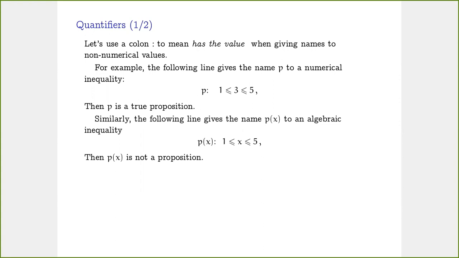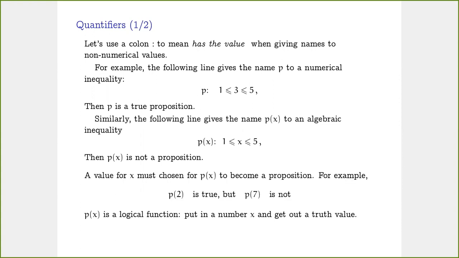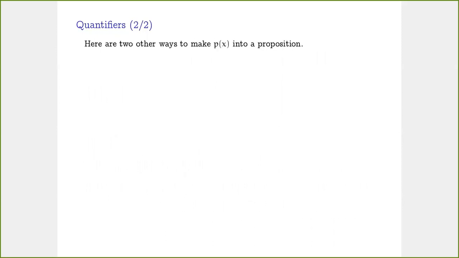Similarly, the following line gives the name P of X to an algebraic inequality. So P of X is the name of X is greater than or equal to 1 and less than or equal to 5. Now, P of X is not a proposition. A value of X must be chosen for P of X to become a proposition. For example, P of 2 is true, but P of 7 is not. P of X is a logical function. Put in a number X and get out a truth value.